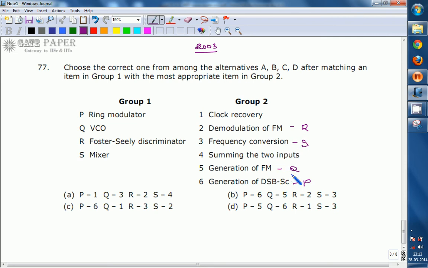Now the correct matching is P6, Q5, R2 and S equal to 3. Okay, the option is B.